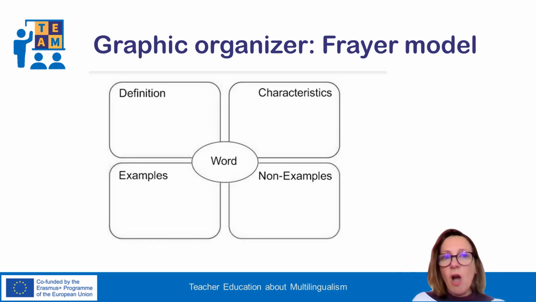If students are younger and if their level of proficiency is lower, they may not be able to provide a definition. In that case, they can draw the lexical item, provide characteristics in their own ways by drawing them perhaps, and then by providing examples and non-examples. So the Frayer model allows students to contribute to the level they can contribute.